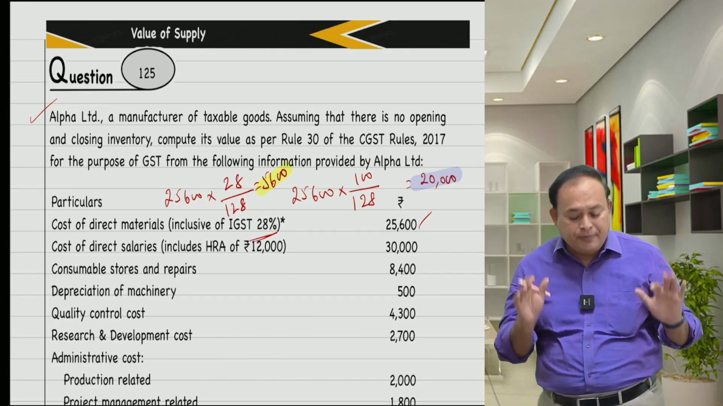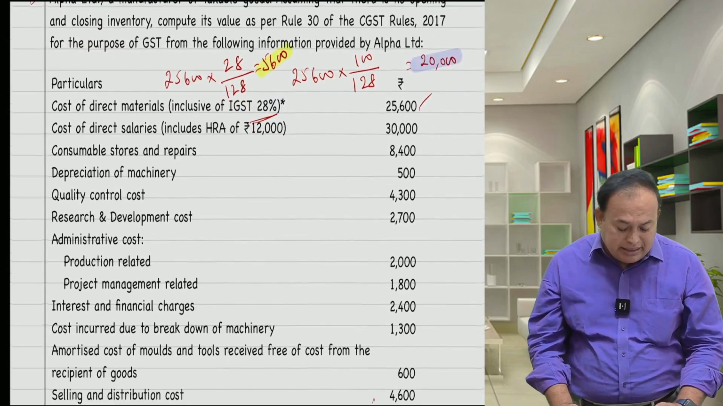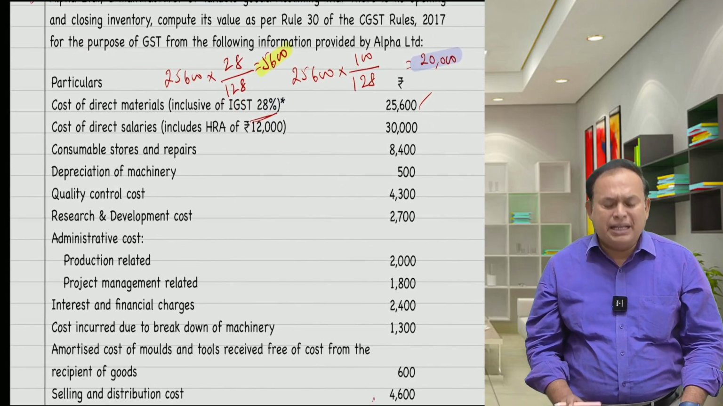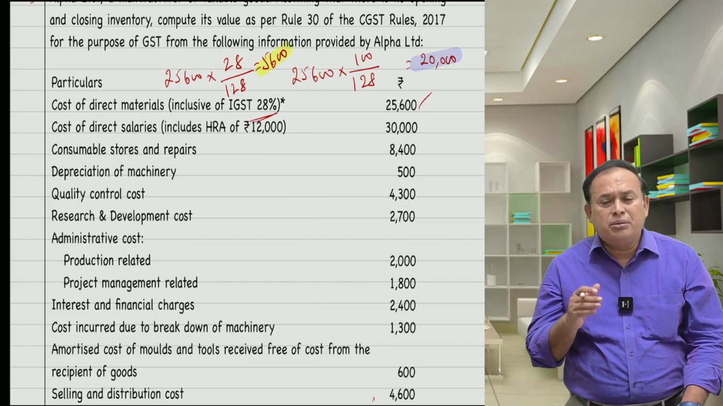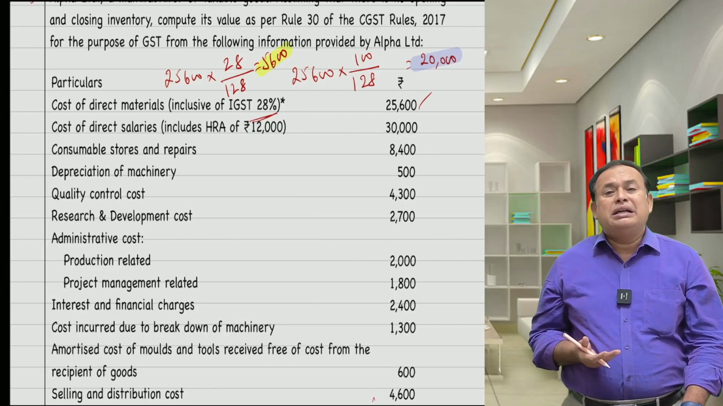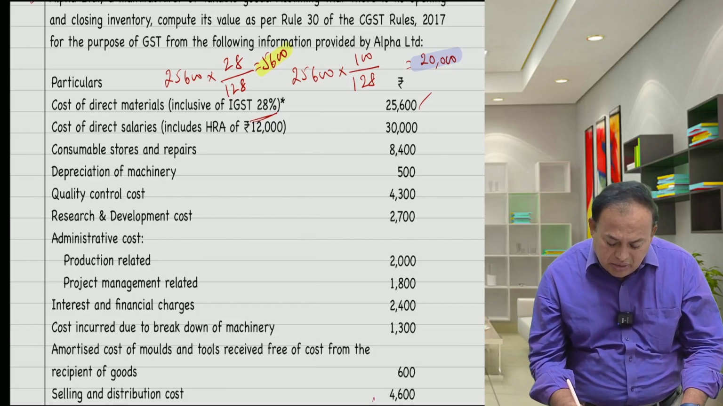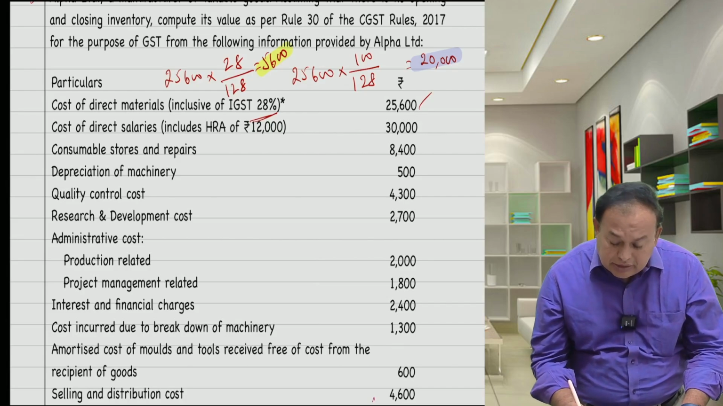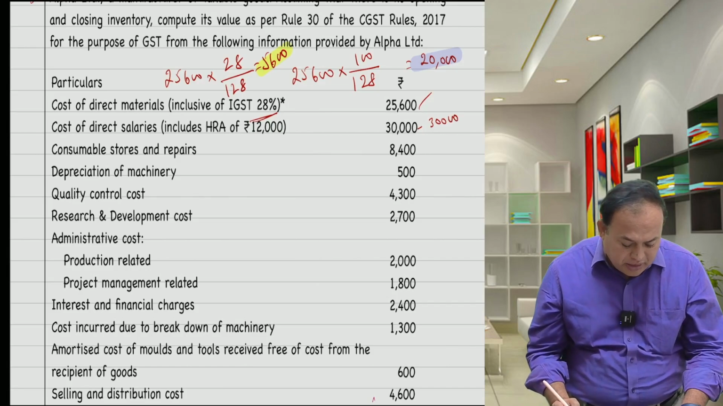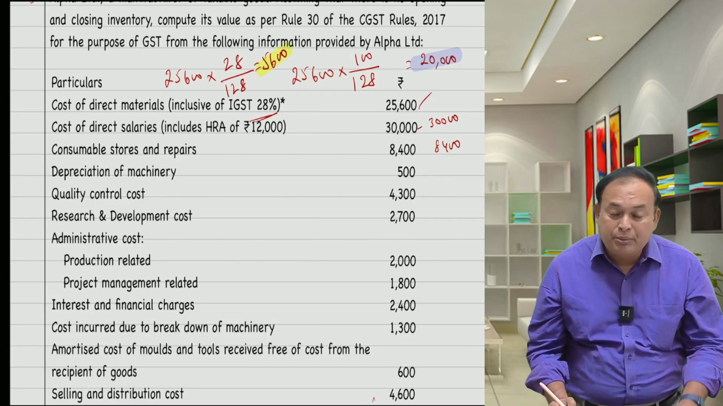A simple concept. Now come back. Further here, my dear friends. Direct salary includes HRA. HRA is what? Salary includes basic, HRA, DA and all will come. So direct salaries means direct wages, well eligible to form part of the value of supply. Therefore here the cost of production, this 20,000 plus this rupees 30,000, should be added. Further, consumable stores and repairs are also addable in the value of supply, namely the cost of production.